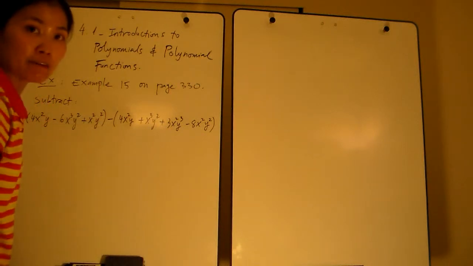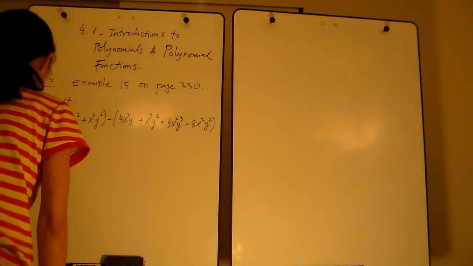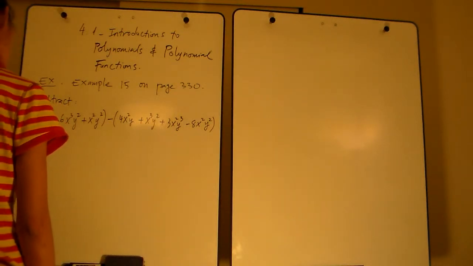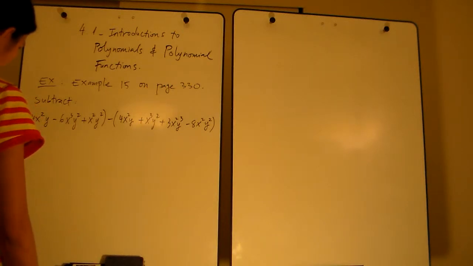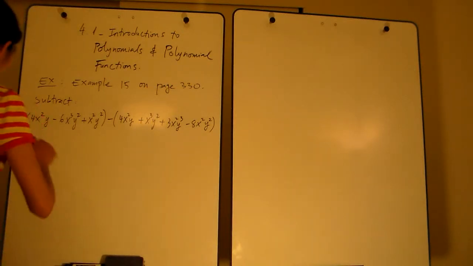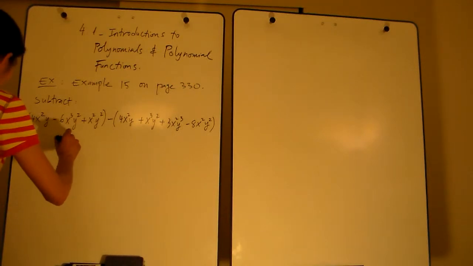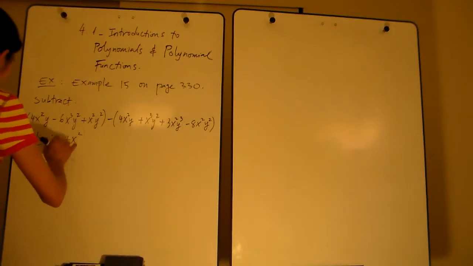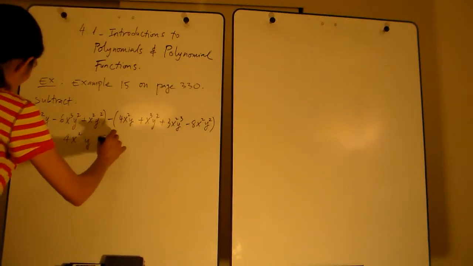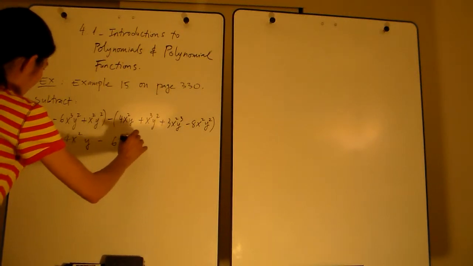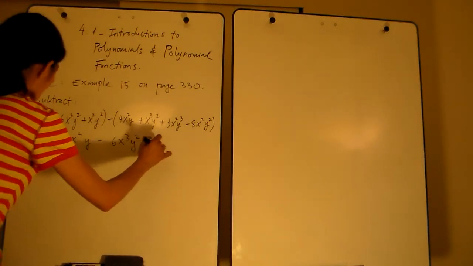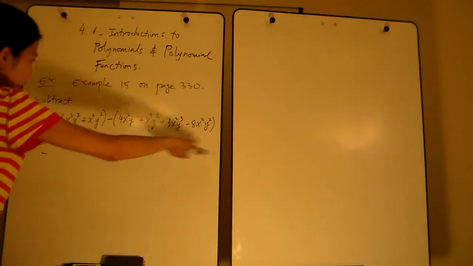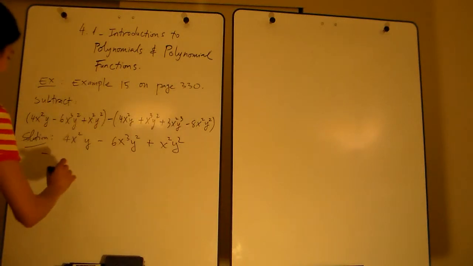Let's simplify the sign first, okay? There are many ways you can try. Let's see how you will do this. One way we can do this is we write the first polynomial on top. So this is the solution: 4x squared y on top. Subtract 6x to the third power y squared plus x squared y squared. Subtract. So write the first polynomial on top, the second polynomial at the bottom.